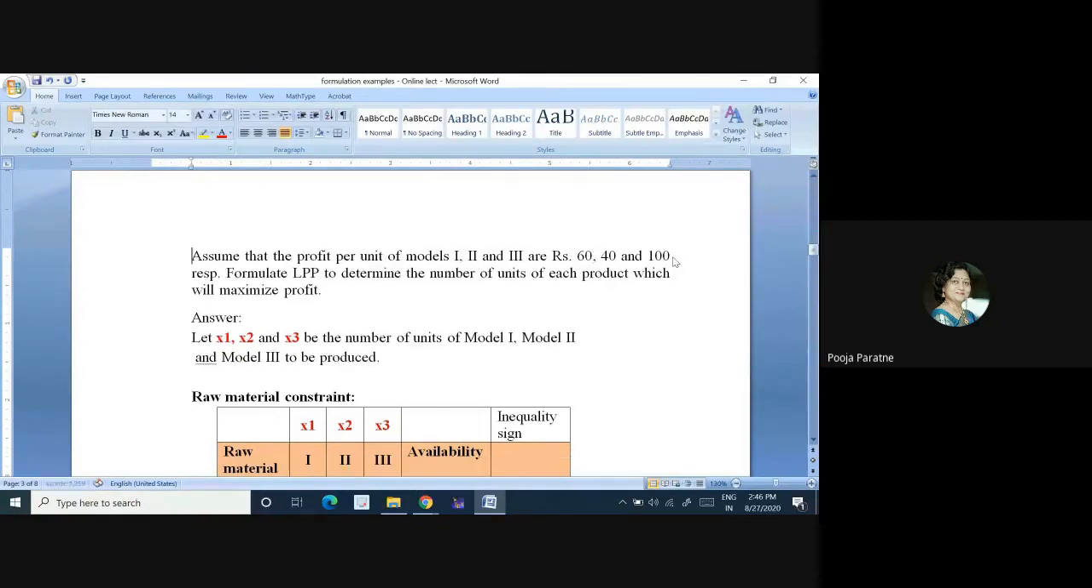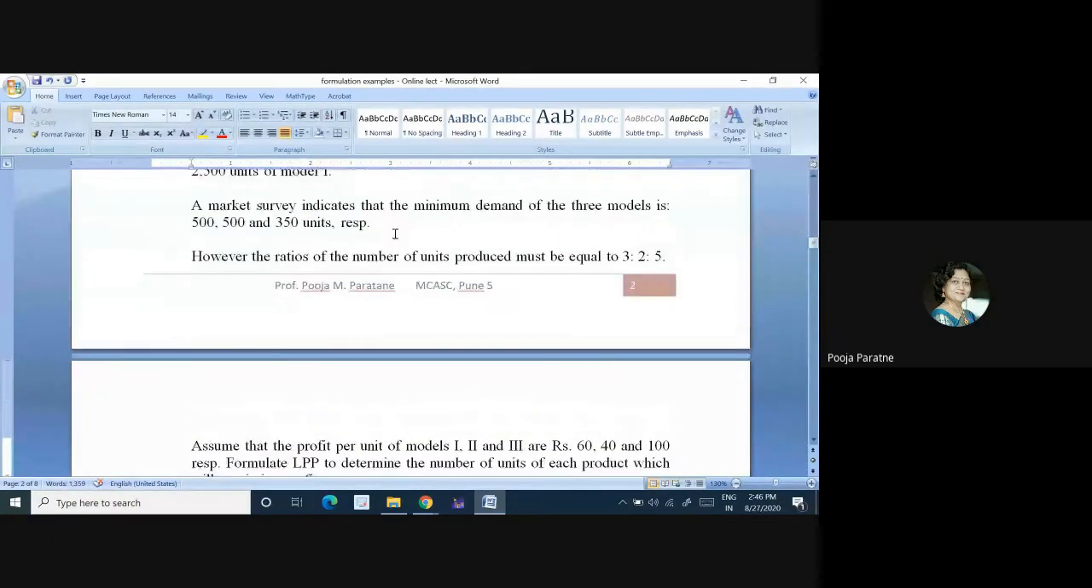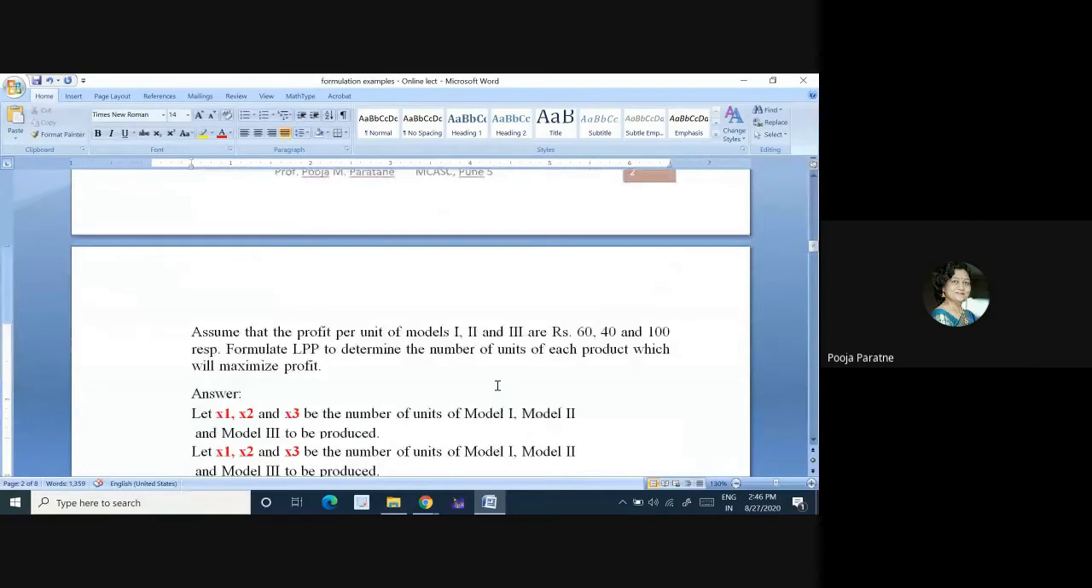So here is some relation between them. Here, however, the ratio of the number of units produced must be 3 to 2 to 5. So here is the relation between the models they have given, that it should be in this ratio. Let us go to the next line.